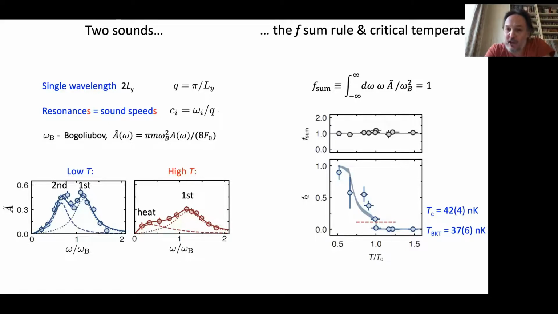And the sum rule has various contributions, from the first sound and second sound below TC, from the first sound and the diffusive mode above TC. But where the second sound disappears is where the critical temperature is, and so you can also check that that agrees with the BKT predictions within our systematic errors. So this part is something one can do without too much theory. I mean, there are some formulas you can look up for the sum rule and for the critical temperature in the BKT theory, but it's not very theoretically involving.